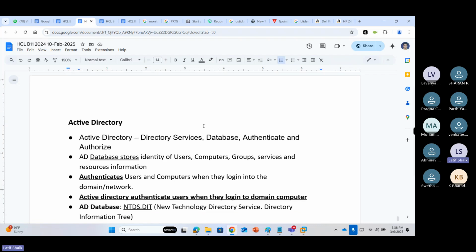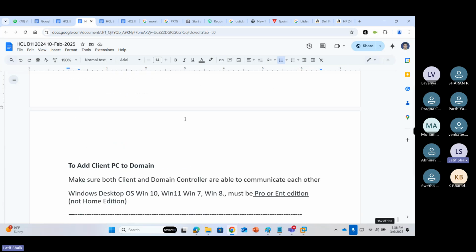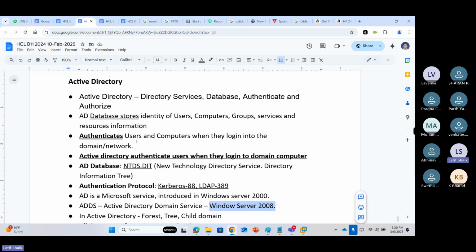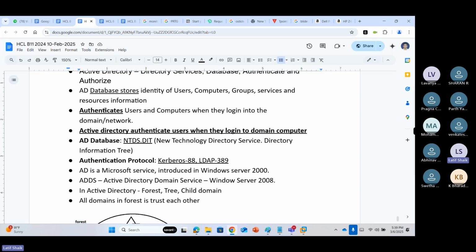Guys, did you understand? What is Active Directory? Active Directory is a Microsoft service introduced in Windows Server 2000. It was changed to Active Directory Domain Services in Windows Server 2008. Active Directory provides directory services like a database, and authentication and authorization services. The Active Directory database stores the identity of users, groups, computers, resources, and service information. And Active Directory authenticates users when they log into a domain computer. So, authentication and authorization.